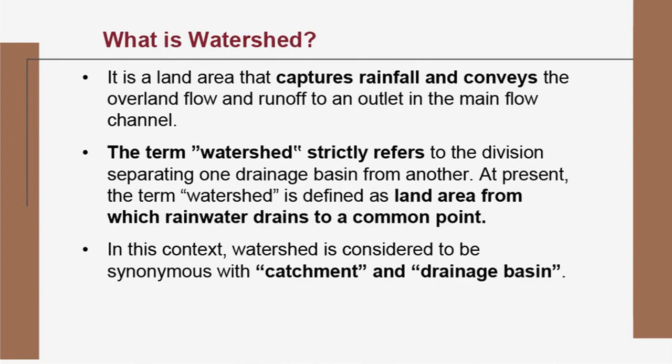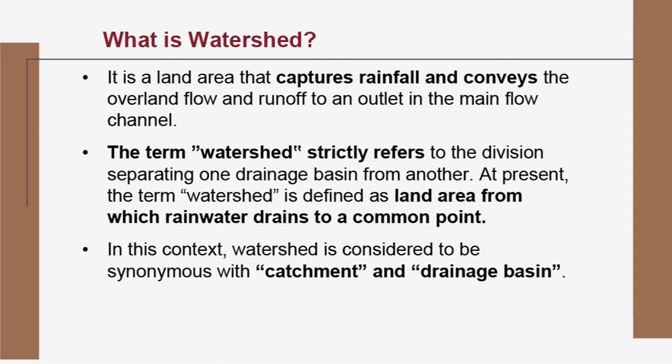Now let us see what is watershed. It is a land area that captures rainfall and conveys the overland flow and runoff to an outlet in the main flow. The term watershed strictly refers to the division separating one drainage basin from another. So at present, the term watershed is defined as the land area from which rainwater drains to a common point.